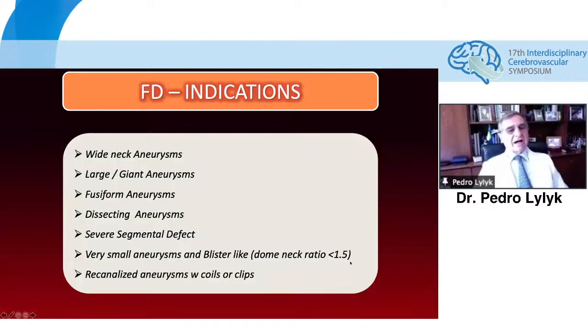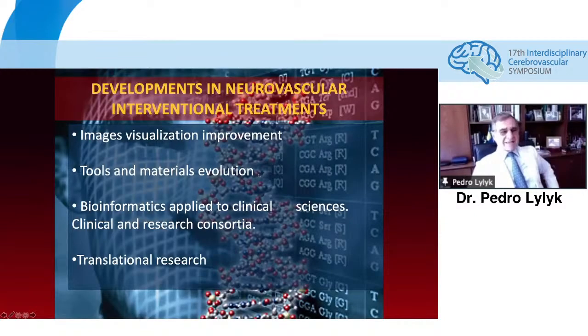because we will jail arteries and we will put small devices inside the intracranial circulation. So we started with very complicated aneurysms with severe segmental defects, some dissecting, some fusiform, but basically we started with giant and large, or with wide necks. We call those complex aneurysms.